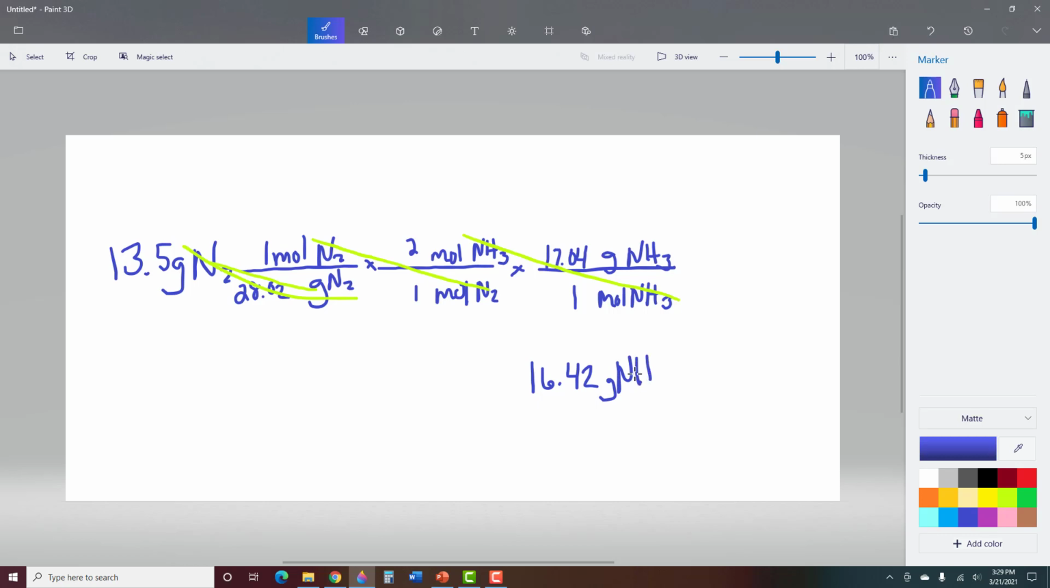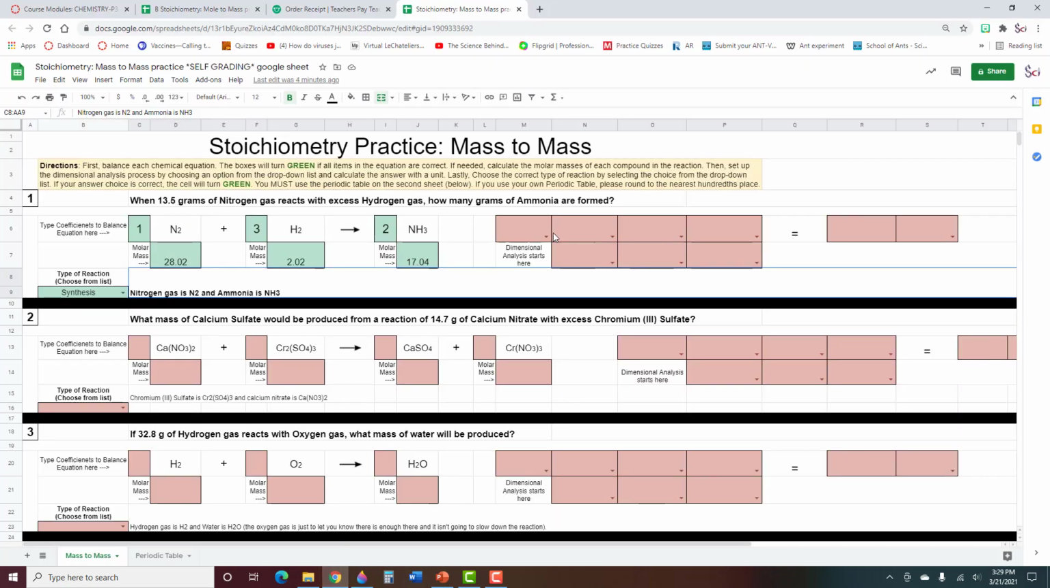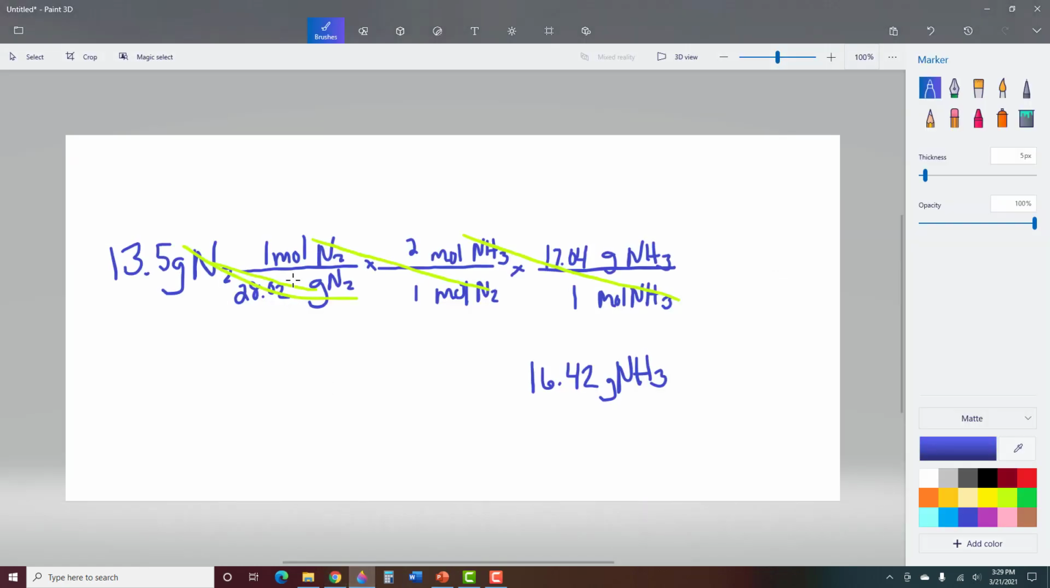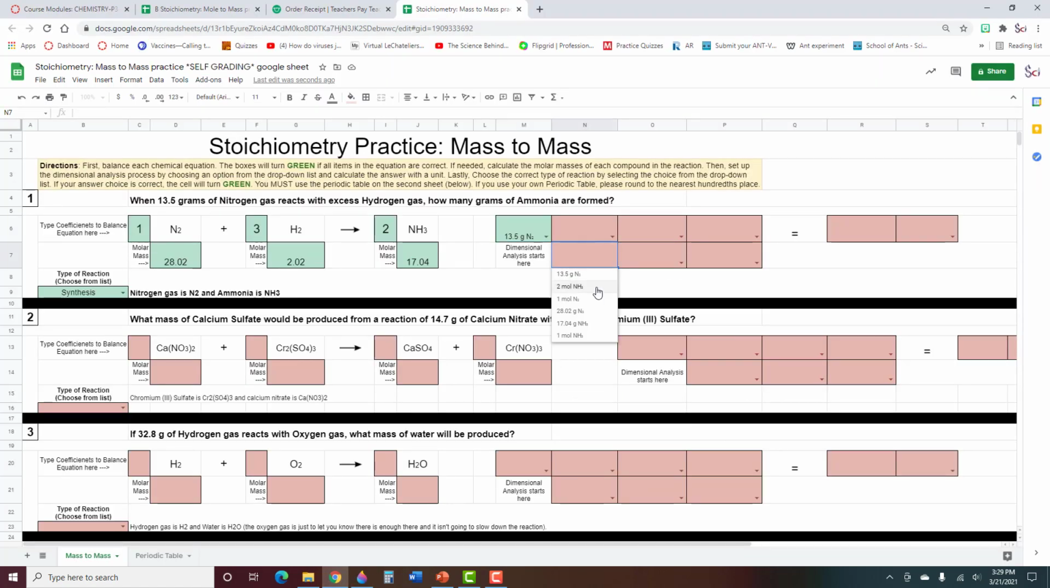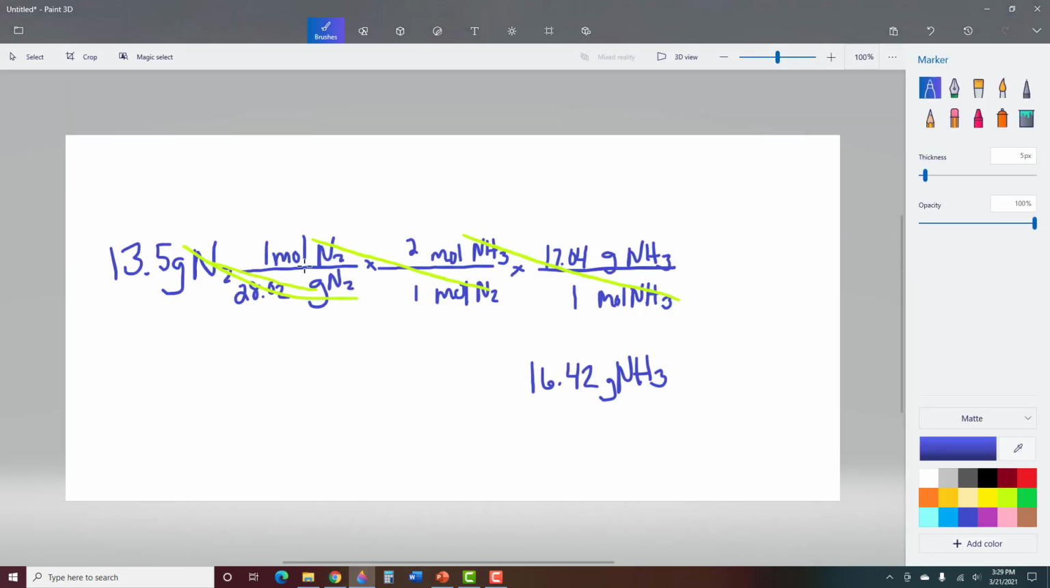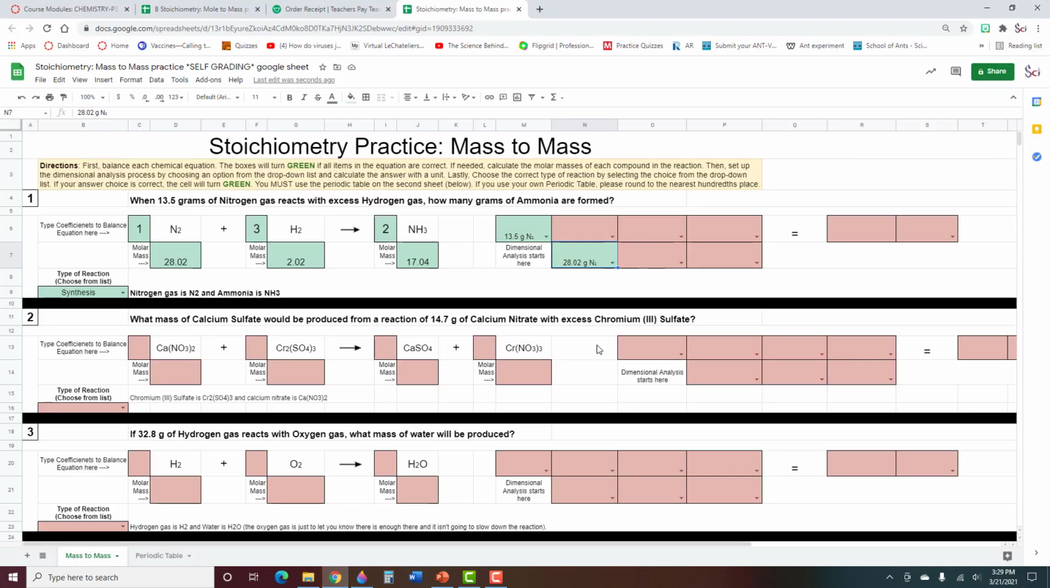Alright, now that I've done that, let's go fill in the assignment page here. So I start with 13.5 grams of N2. Then on to the next one, I should have 28.02 grams of N2 on the bottom, and that is paired with 1 mole of N2 on the top.